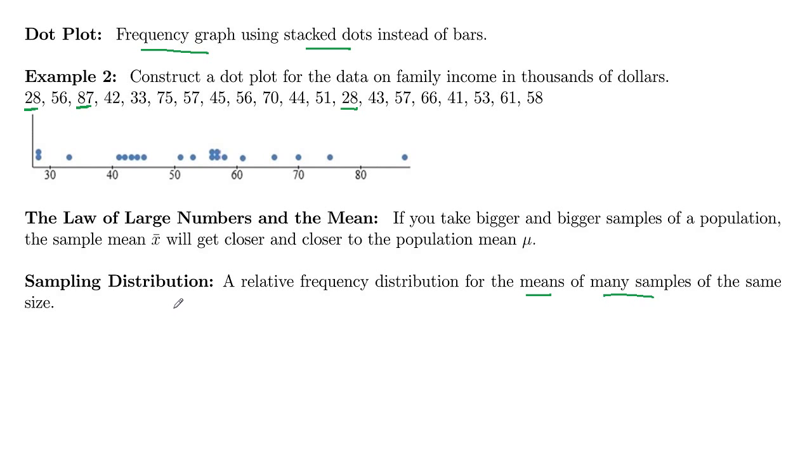So remember, frequency distributions are tables. So a sampling distribution is a table. It's showing how the means of samples are distributed. We'll talk more about sampling distributions later, but just wanted to introduce that topic here.